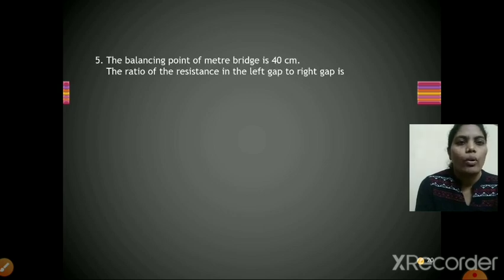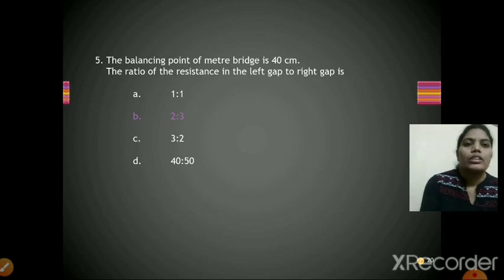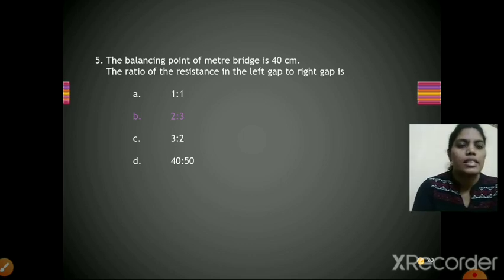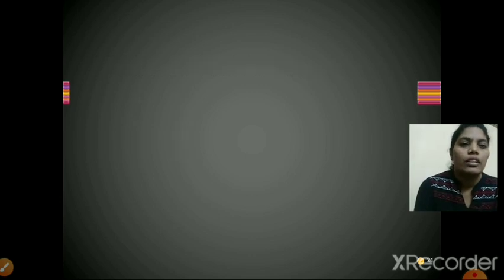The balancing point of a meter bridge is 40 centimeter. The ratio of the resistance in the left gap to the right gap is 1:1, 2:3, 3:2, or 40:50? You can see the balancing point is 40, the other length is 100 minus 40, that is 60. So 40 by 60, we get the ratio as 2:3.